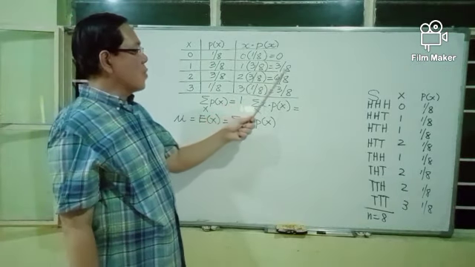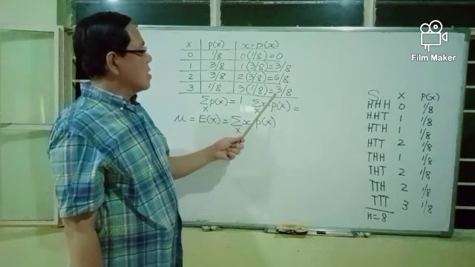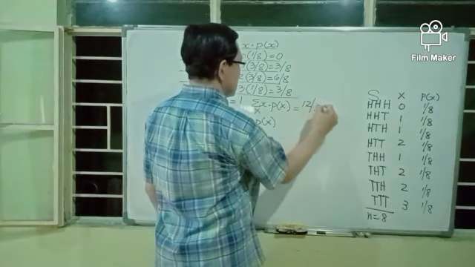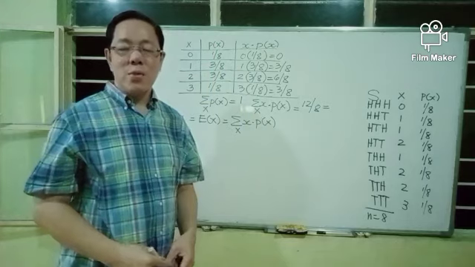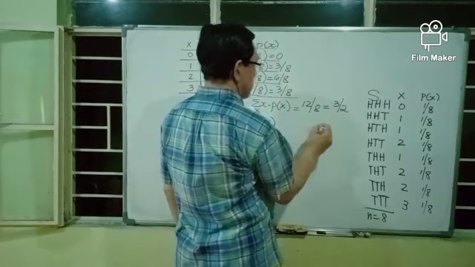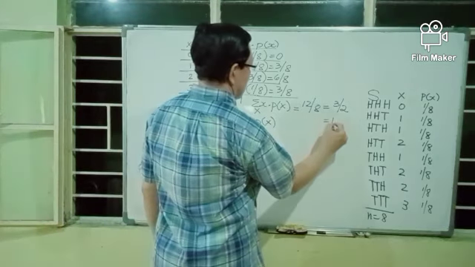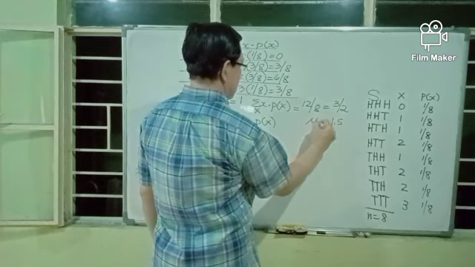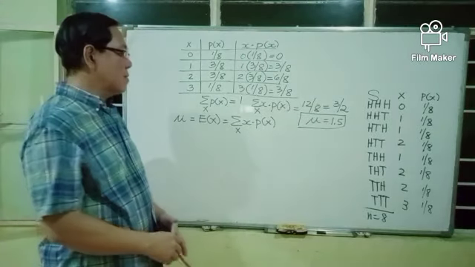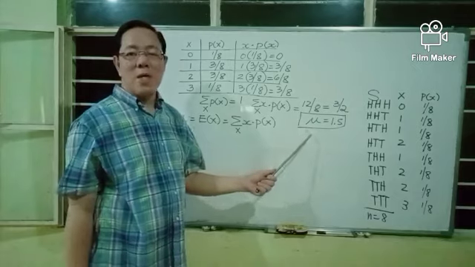We have 0 plus 3 over 8 is 3 over 8, plus 6 over 8 is 9 over 8, plus 3 over 8 is 12 over 8. And 12 over 8 in lowest terms is 3 over 2. And 3 over 2 is 1.5. Hence, the expected value of the discrete random variable x is 1.5, denoted by mu for population mean.